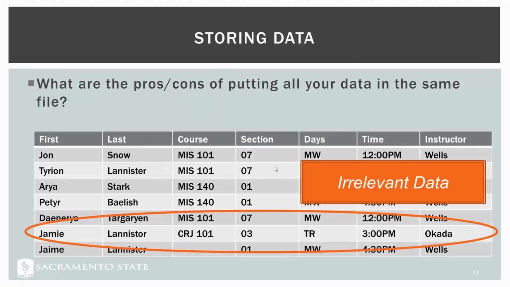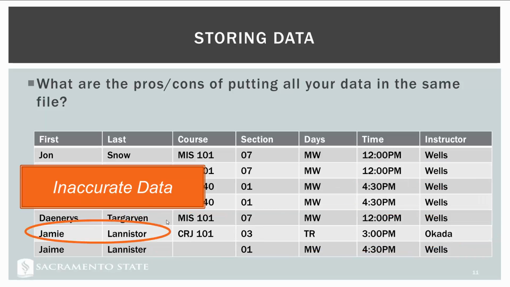All right, next problem. Oh, well, if this is a list of my students, then it doesn't really make sense to have Jaime, who is, I guess, one of my students, but when Jaime's signed up for a criminal justice class, I don't really need to see that. So for this table here, that information is irrelevant to me.